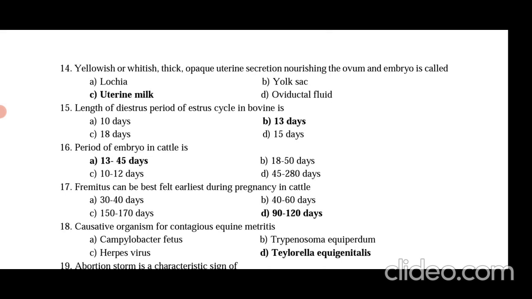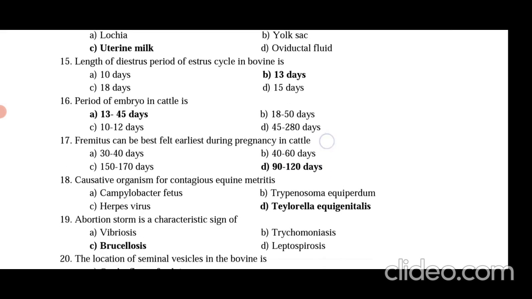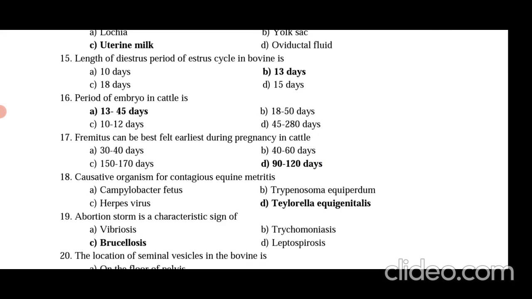Period of embryo in cattle is 13 to 45 days. It is the period when it is called an embryo, 30 to 45 days, half a month to 1.5 months of gestation after artificial insemination, after the sperm fertilizes the ova.